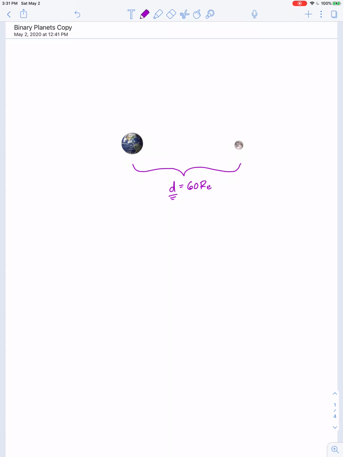It turns out the Moon does not orbit in a circular path with the center of the Earth as the center of that orbit.